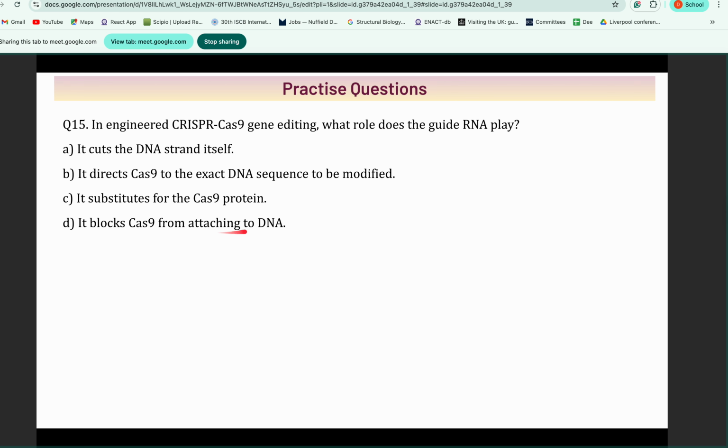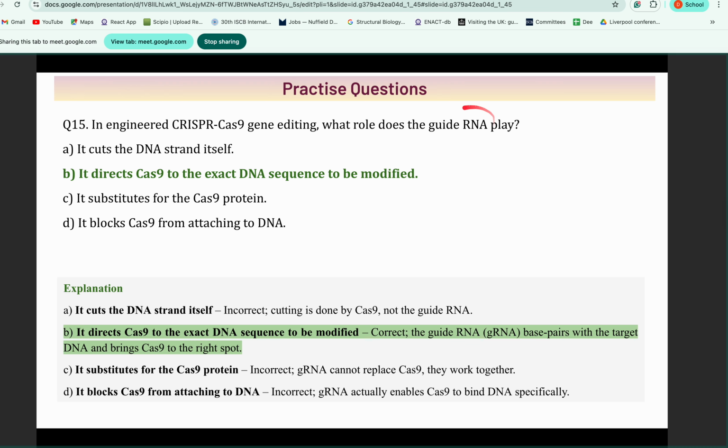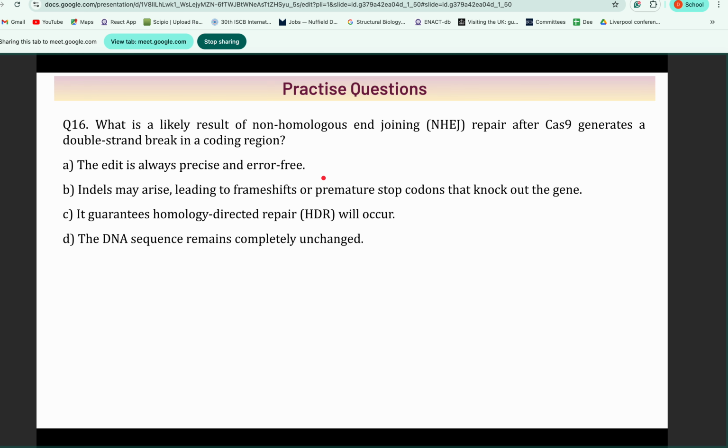And option D, it blocks the Cas9 from attaching to DNA. Yeah, so this is also quite straightforward, that the guide RNA directs Cas9 to the exact DNA sequence to be modified. And how does it do it? Because this guide RNA is complementary to the target DNA site, so it will bind to the target DNA. So now Cas9 knows where to target, where to make the cut. So it will also look for the PAM site. But the main thing is that it will guide the Cas9.